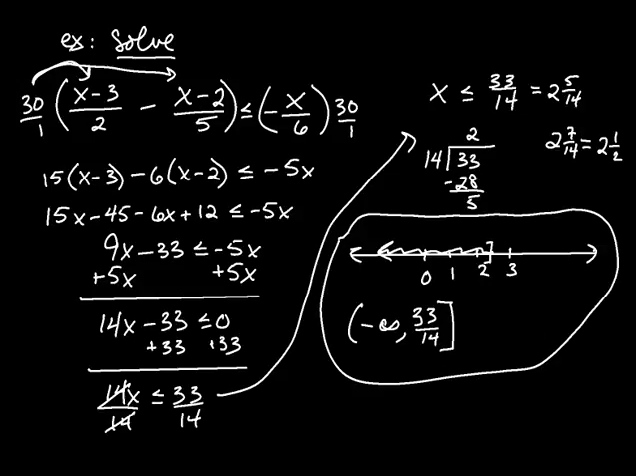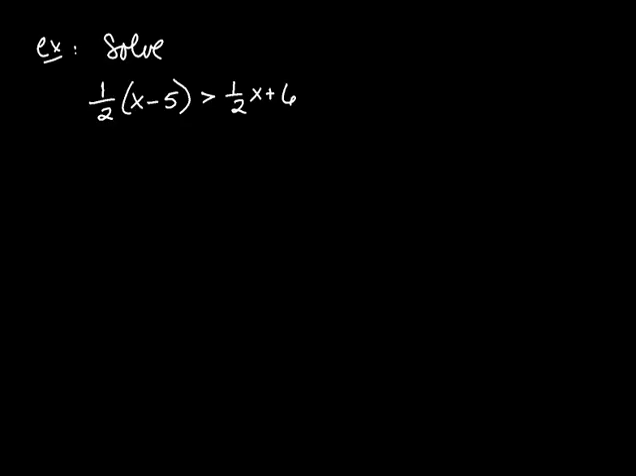Okay, let's try one more. Let's solve 1/2 times x minus 5 is greater than 1/2 x plus 6. So the first thing I'm going to do is distribute the 1/2. Now I do want to clear fractions, but we usually do multiplication first before clearing fractions. So it's going to be 1/2 x minus 5/2 is greater than 1/2 x plus 6. And so let's clear fractions, multiply both sides by 2.